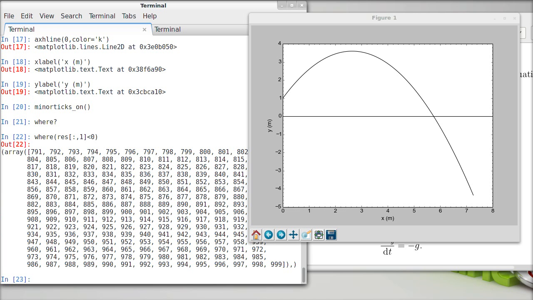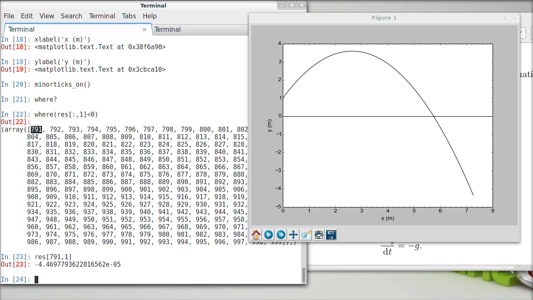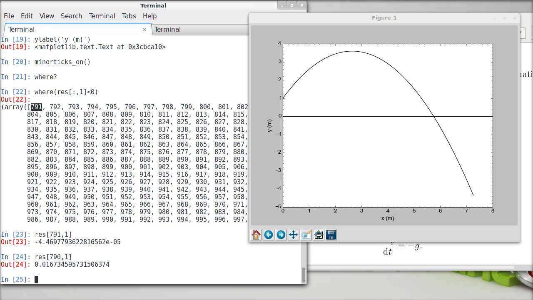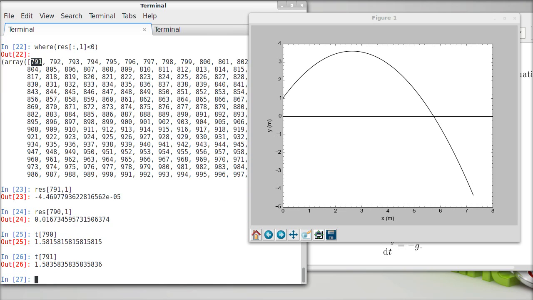Okay? So it returns an array. Okay, this is the index values in this array for where this is less than 0. Notice less than 0. The first place where this occurs is at 791. So if I look at 791, okay, we see that yes, it is less than 0. If I look at one before that, it's not. So what that means is that this crossing of 0 occurs somewhere between index 790 and 791. Okay. We can see the time where this occurs. So it's between this time, 1.581 seconds, and 1.583 seconds.